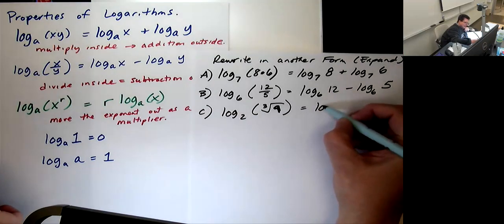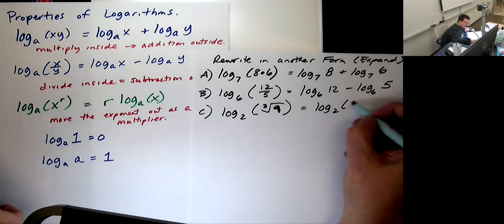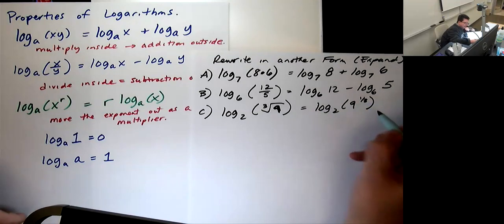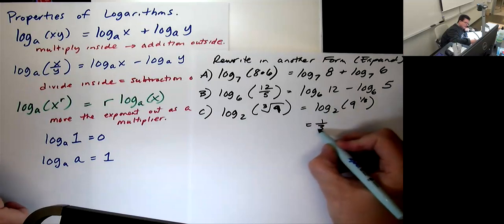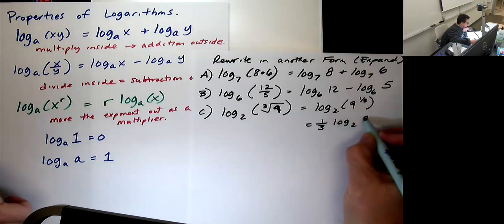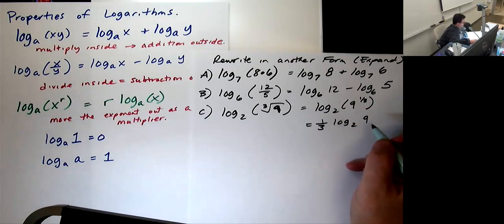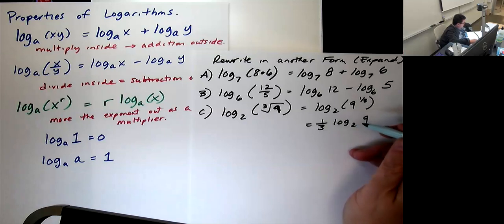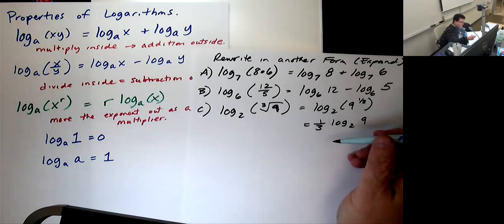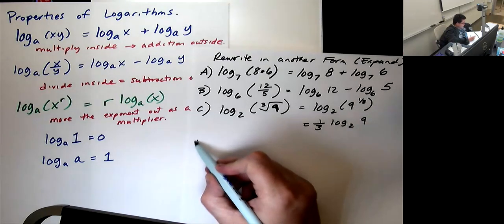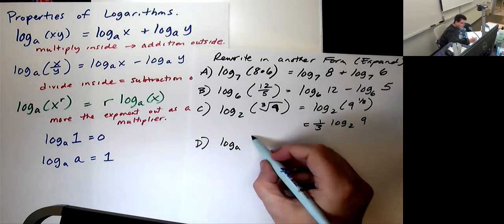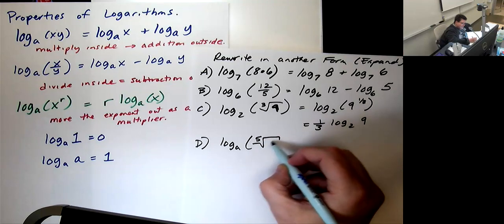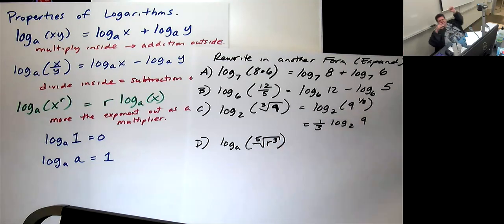Well, this is log base 2 of 9 to the 1/3, so this is 1/3 log base 2 of 9. Next: log base A of the fifth root of R cubed.